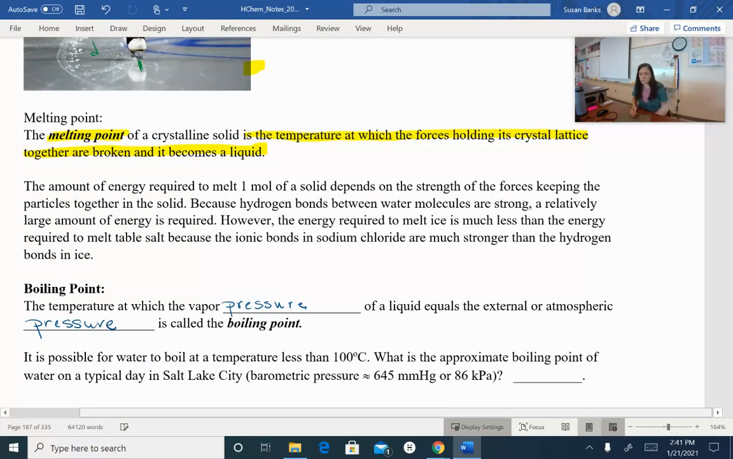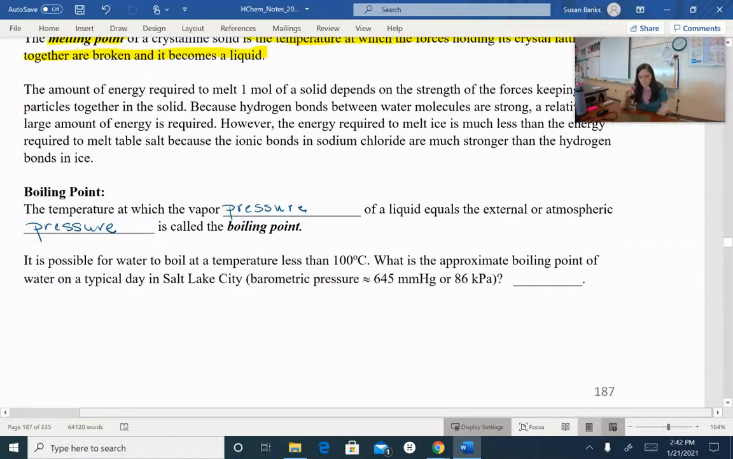So that vapor pressure of the molecules coming off the surface of the liquid has to equal the atmospheric pressure pushing down, and that's when the liquid will boil. Okay? So, that being said, is it possible for water to boil at a temperature less than 100 degrees? If I change the pressure, could I get it to boil at less than 100 degrees?